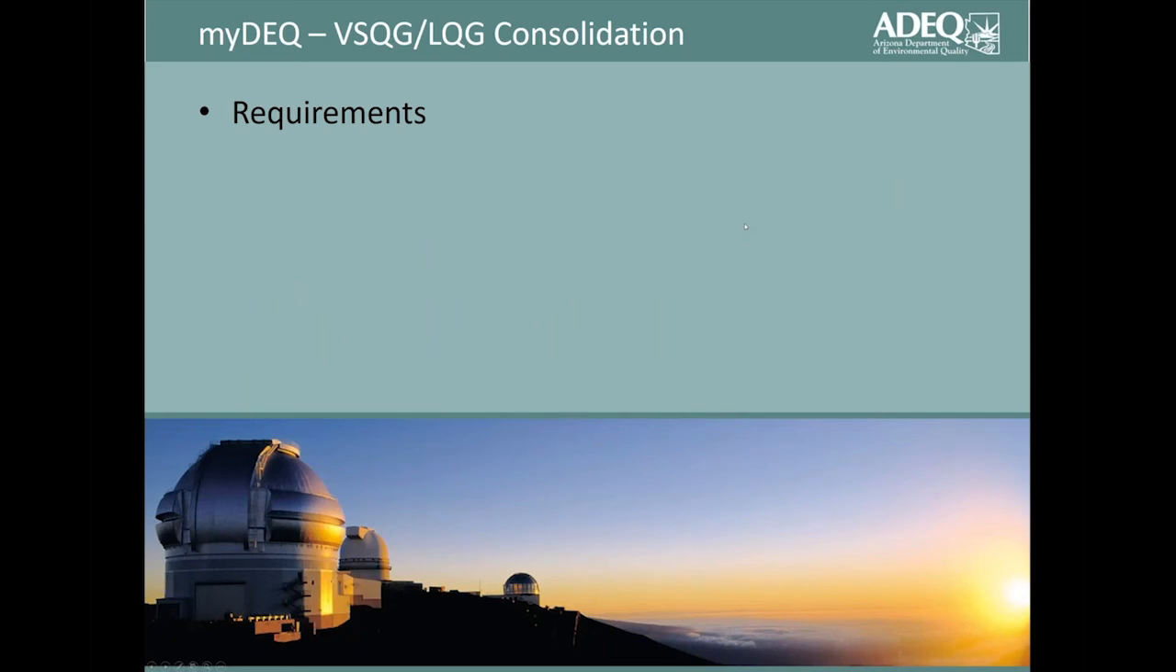So here are the requirements that you need to follow. For VSQGs, in addition to the hazardous waste rules for VSQGs, the very small quantity generator would need to comply with DOT requirements during transportation of the hazardous waste to the LQG site. And that's where the shipping documents come in.